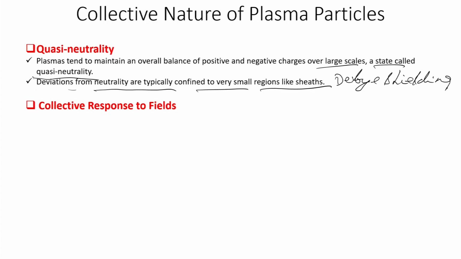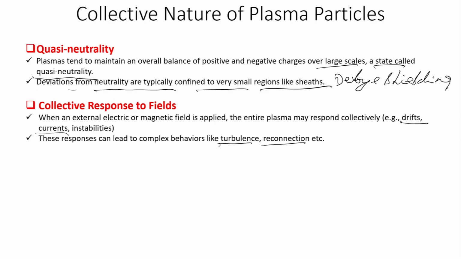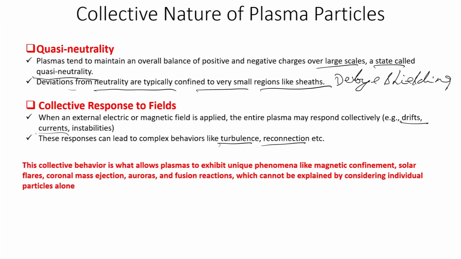Now, collective response to fields. When an external electric or magnetic field is applied, the entire plasma responds collectively. We have seen phenomena like the drifts, then the currents because of the gyrating electrons, and there can be instabilities. All this shows the collective response, and this response can lead to complex behaviors like turbulence and reconnection. We have seen what reconnection is, which we discussed in the first module.